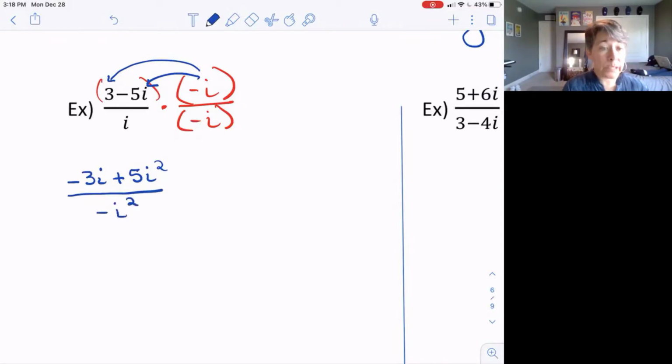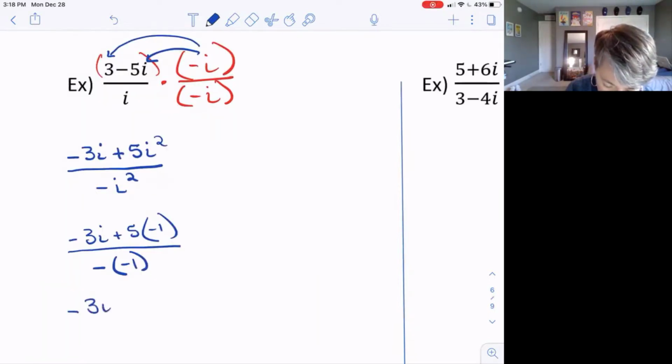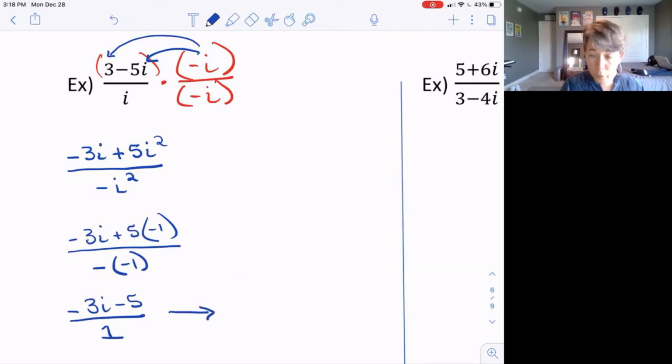Now, we need to get rid of those i squares. So that would give us a negative 3i plus 5 times negative 1. Remember, i squared equals negative 1. And then a negative i squared is negative 1. So that gives us a negative 3i minus 5 over a positive 1. So putting that in the proper format, everything dividing by 1, so we don't need to put the 1 in the denominator, but my real part is the negative 5. My imaginary part is the negative 3i.